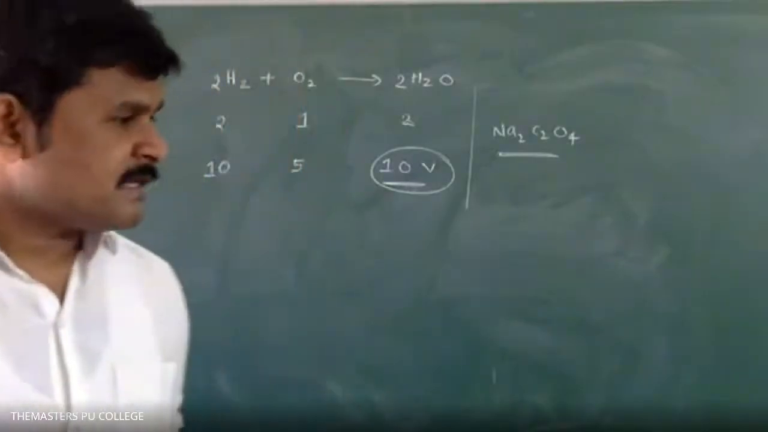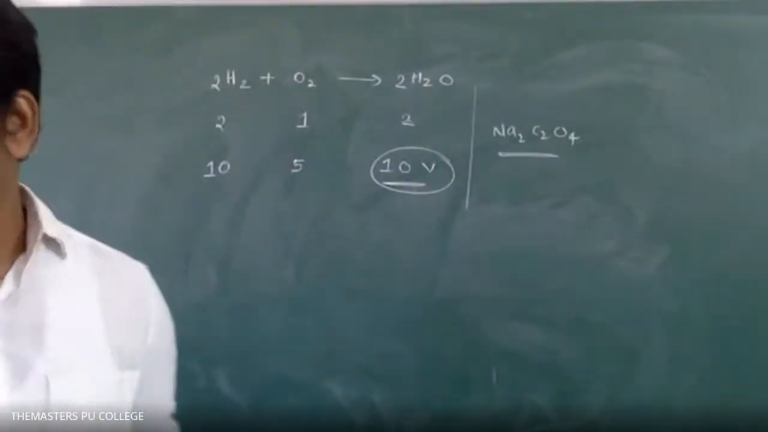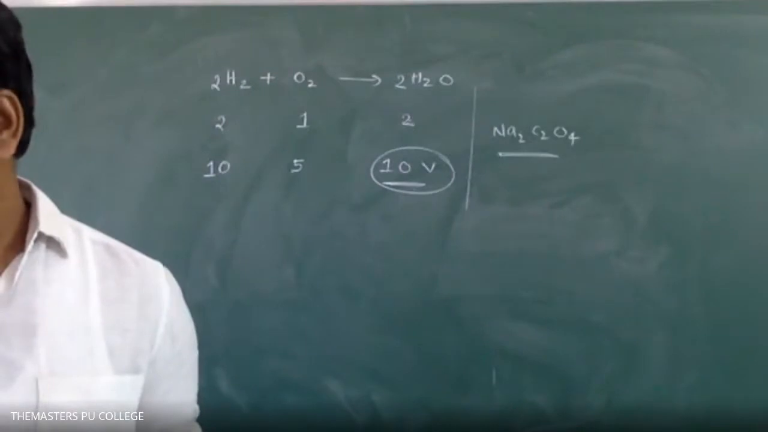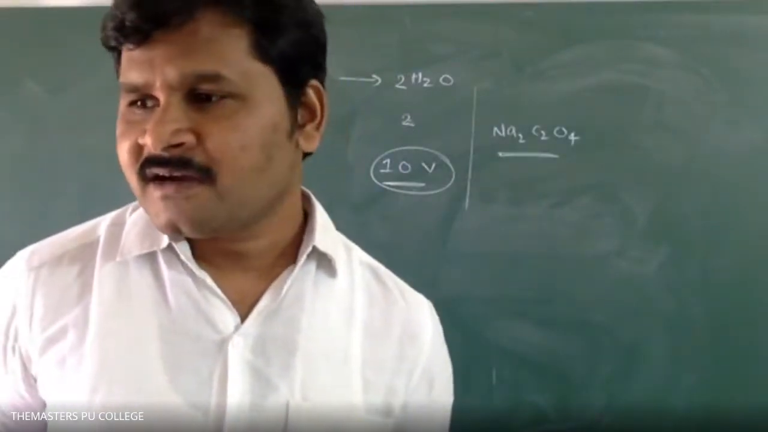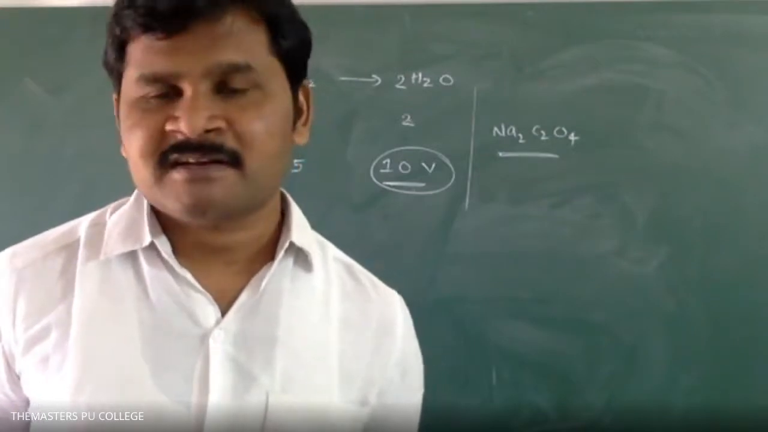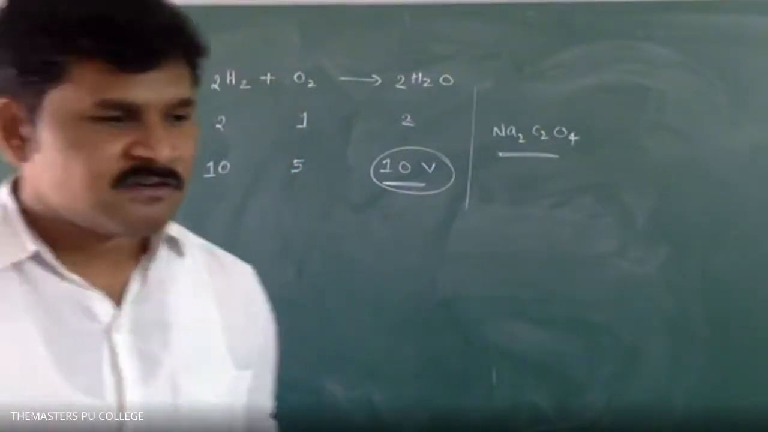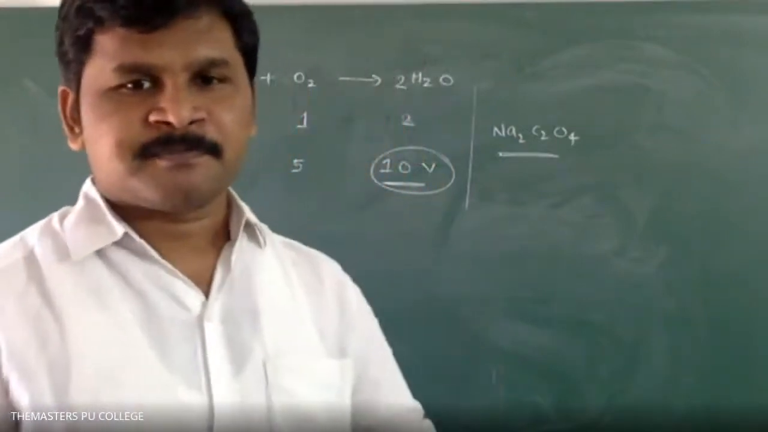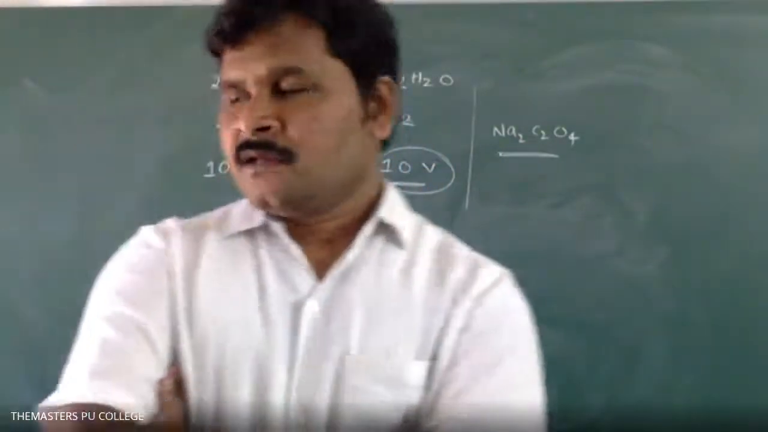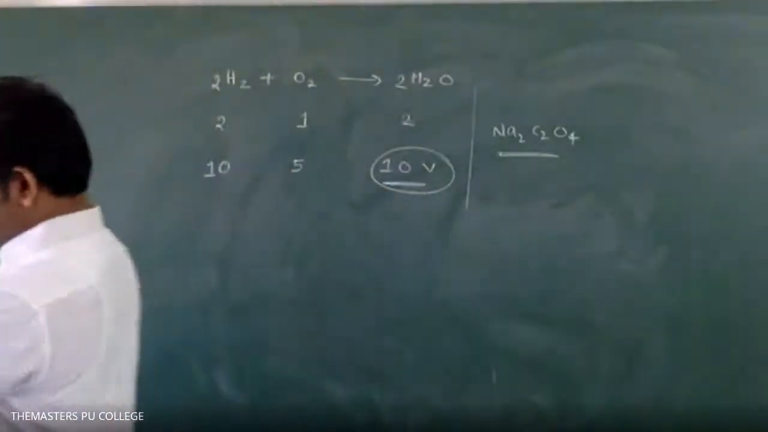134. M is equal to 3.2 divided by 134 into 1000 by what is the volume? 500 ml. So 0.04776. Okay. Next.